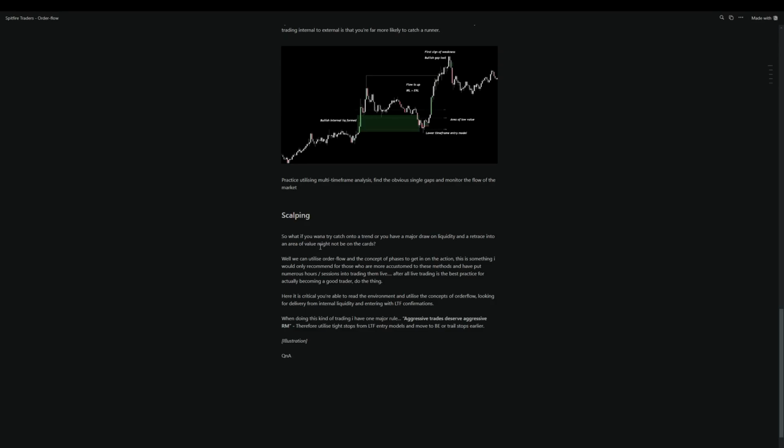When doing this kind of trading, I have one major rule, and it's one that I utilized just now on NQ. Aggressive trades deserve aggressive risk management. I'll say it again. Aggressive trades deserve aggressive risk management. So what does that mean? You must utilize tight stops and low time frame entry models, and be quick with your break evens and then trail stops. You're going to be quick and you want to do it early. Aggressive trades deserve aggressive risk management. Don't sleep on premium longs and discount shorts, basically.